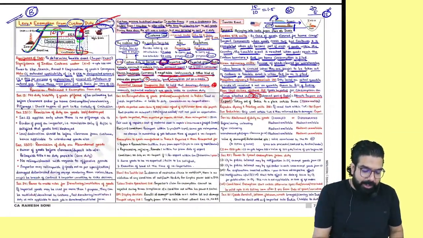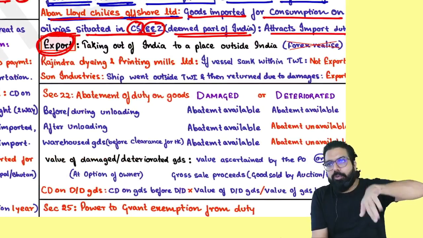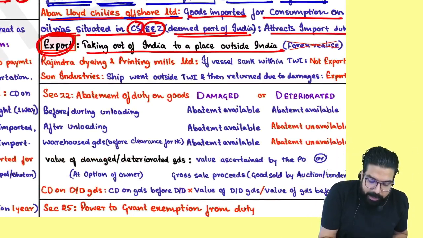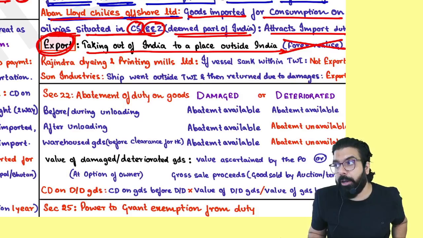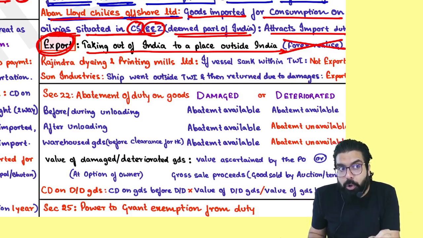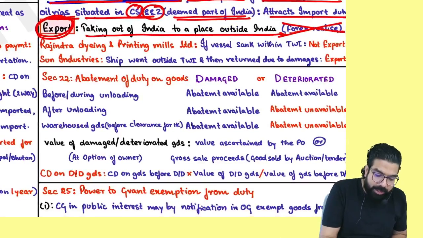People, first I will tell you. The next one, export means what? Taking goods from India to outside India. Is foreign currency realization important? No. Not important. For it to be termed as export, foreign currency realization is not important. The next one. Now here, you tell me one thing.